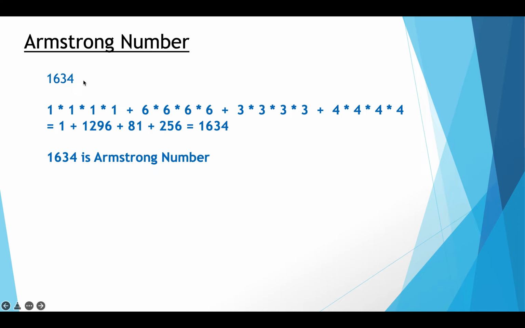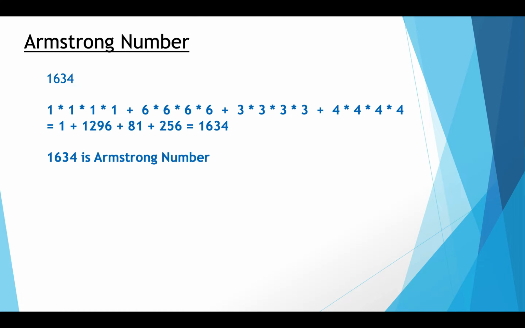Now take a look at this number 1634. This is an Armstrong number of order 4 because there are 4 digits in 1634. So the summation of 1 to the power 4, 6 to the power 4, 3 to the power 4 and 4 to the power 4 should be 1634. Interestingly, it is. 1 to the power 4 is 1, 6 to the power 4 is 1296, 3 to the power 4 is 81 and 4 to the power 4 is 256. When we add them up, we get 1634. So this is the check we need to do in order to determine if a number is Armstrong number or not.